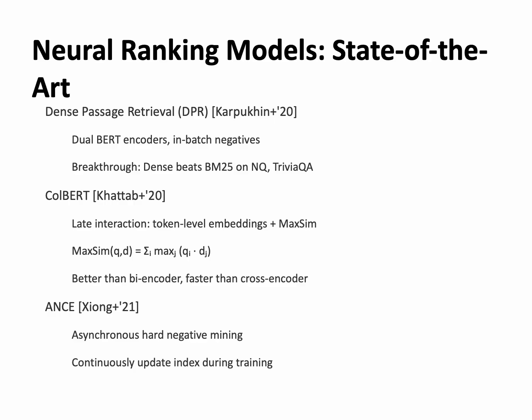Three key papers shaped the field, in my opinion. Dense Passage Retrieval from 2020 showed neural methods could beat traditional keyword search, which was a major breakthrough. ColBERT introduced late interaction, keeping token-level vectors and doing fine-grained matching, which is more accurate than basic bi-encoders, but faster than cross-encoders. ANCE improved training by continuously mining hard negatives during training. These form the foundation of modern neural information retrieval.